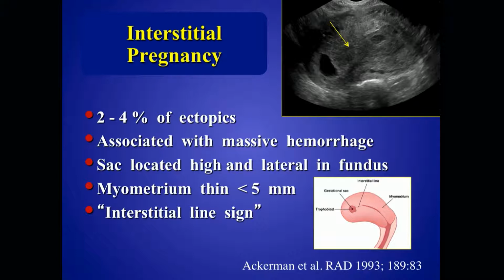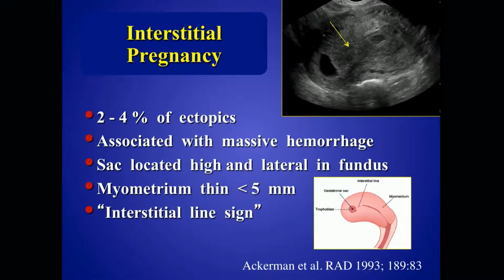And one of the things is, if it's not in the endometrial canal, then it's going to be an interstitial pregnancy. These are typically seen very high. They're lateral in the fundus. You can see here in the diagram, outside the endometrium. Some people will measure the myometrium, and if you look in the literature, there's several criteria. I like the one: less than 5 millimeters of myometrium around the sac is suspicious. 1 centimeter does not work very well.